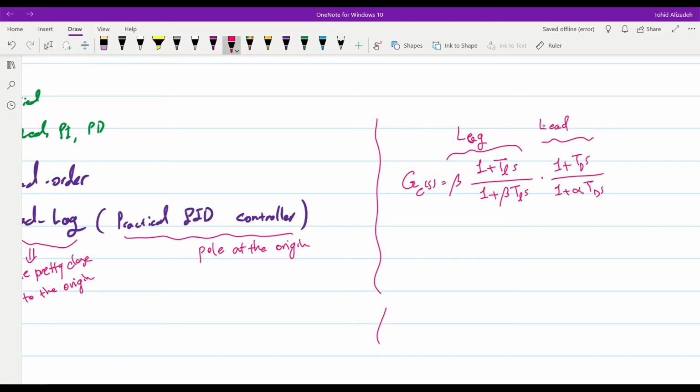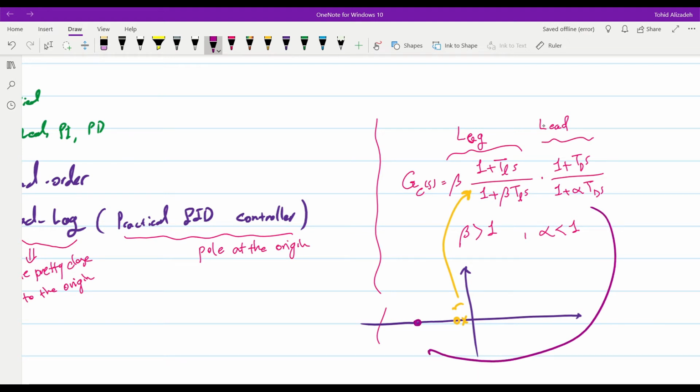In terms of the parameters, beta will be bigger than 1 and alpha will be smaller than 1. And in terms of the location of the poles and zeros of the controller, you should already know that all the poles and zeros will be located on the left half plane. For the lag part, we will have a pole close to the origin and the zero nearby. So this is what we have for the lag part. For the lead part, on the other hand, there will be a zero and a pole far from the zero with respect to the origin. So that's what we have.